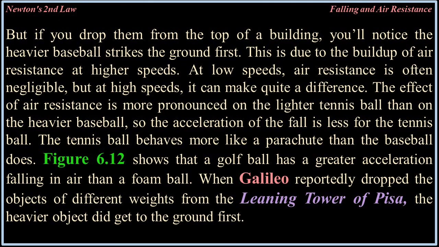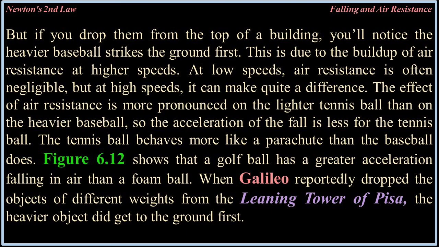But if you drop them from the top of a building, you'll notice the heavier baseball strikes the ground first. This is due to the buildup of air resistance at higher speeds. At lower speeds, air resistance is often negligible, but at high speeds, it can make quite a difference. The effect of air resistance is more pronounced on the lighter tennis ball than on the heavier baseball. So the acceleration of the fall is less for the tennis ball. The tennis ball behaves more like a parachute than a baseball does.